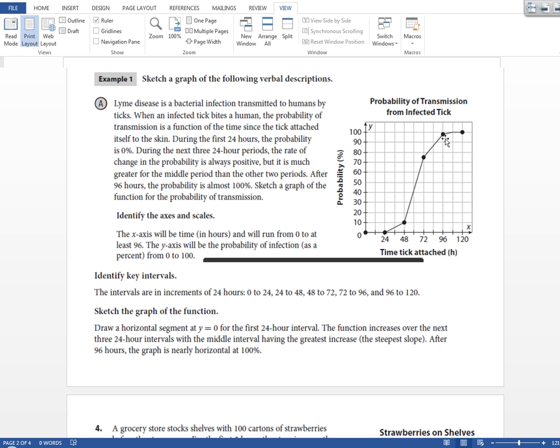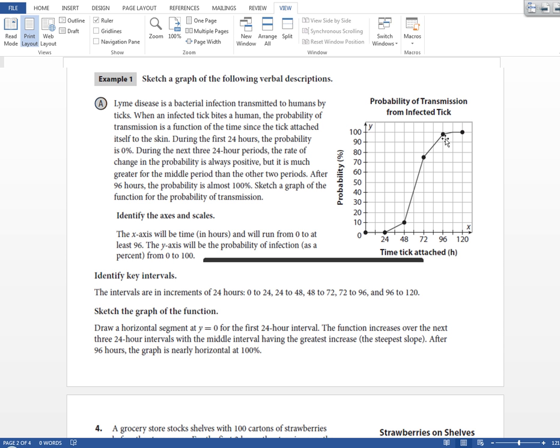Maybe. How might we do better than that? What do you think? Well, what's kind of funny about that graph that maybe isn't completely realistic or accurate? What do you think, Kristen? 120 hours is at 100%, but it doesn't ever say. Okay, so they kind of extrapolated there. Good.